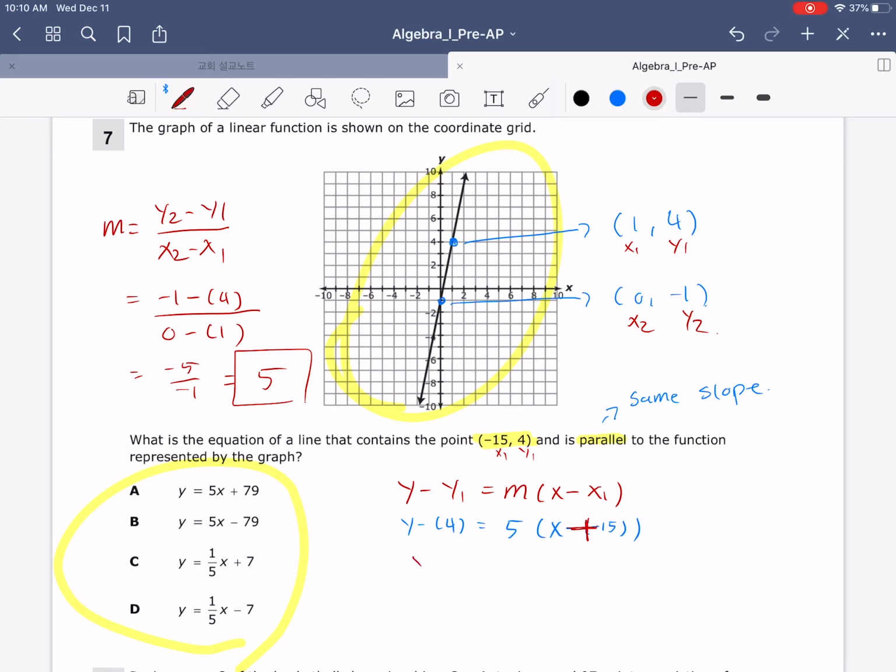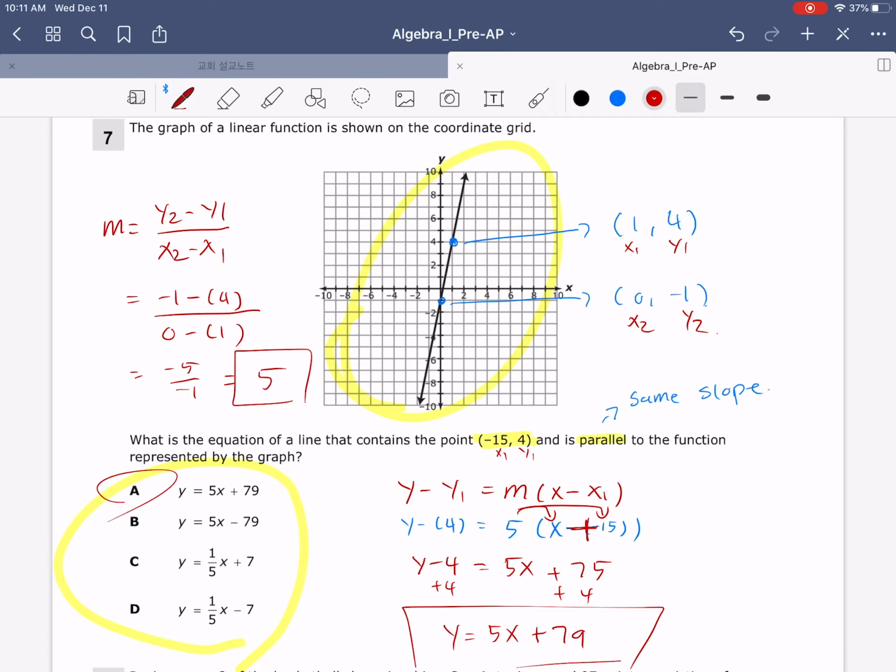So it's going to be y minus 4 equals, if you distribute 5, 5x plus, well, what's 15 times 5? 75. It's going to be 75. At last, we have to add 4 to both sides, which gets y equals 5x plus 79. Like that, easy. So our solution in this case is going to be A.